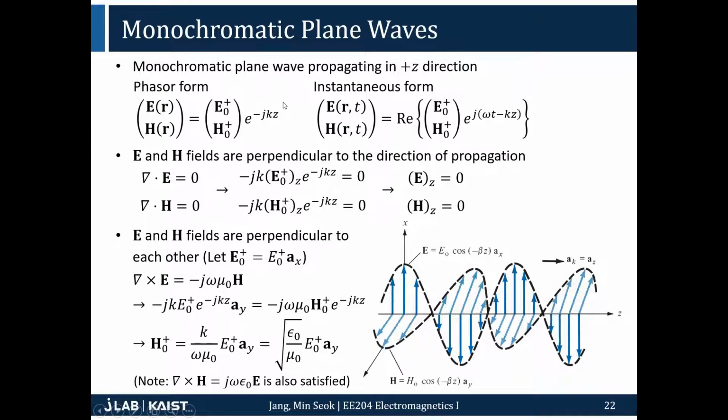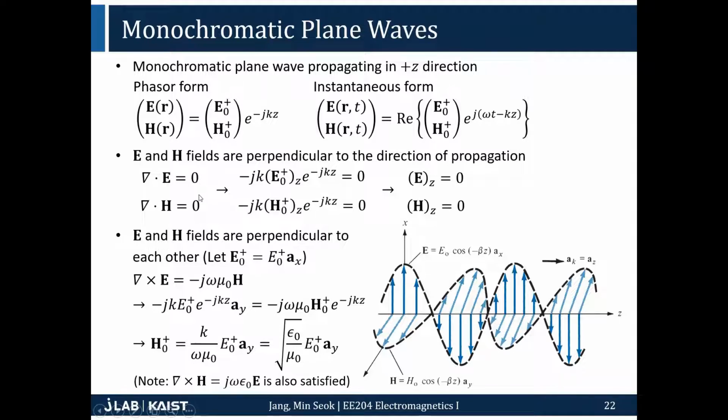Now we want to prove some important properties of electromagnetic plane waves. First, we want to say that the E field and H field are perpendicular to the direction of propagation. So what does that mean? Let's look at the individual Maxwell's equations again. For the source-free Maxwell's equations, curl of E is 0, curl of H is 0.